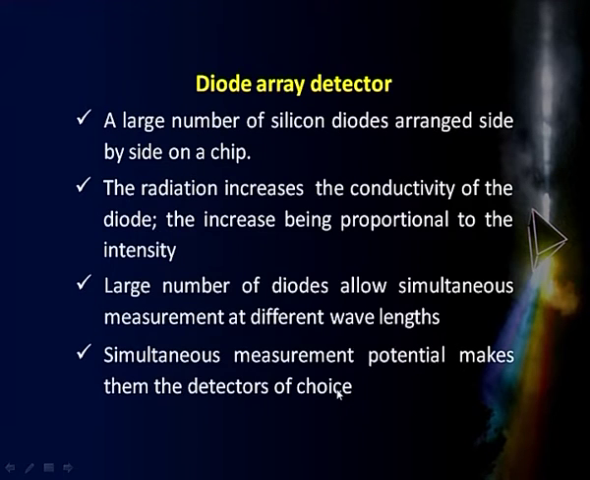In today's scenario, such detectors are actually the detectors of choice, because they really save the time of our measurement. Even the instruments are getting modified in the light of these kinds of detectors being available. Okay. Now, having talked about detectors, there are three types of detectors we talked about.